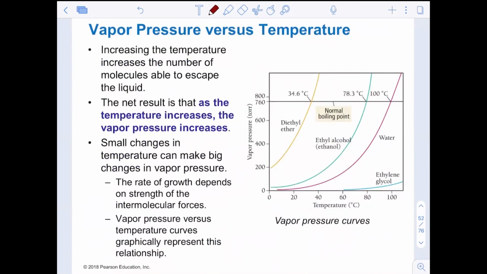Now, vapor pressure versus temperature charts are really important to be able to look at. We will look at these charts a lot when we start dealing with our phase diagrams. Increasing the temperature typically increases the number of molecules that can escape the liquid. And so the net result is that as temperature increases, vapor pressure increases. Small changes in the temperature can make big changes in vapor pressure depending on what molecule you're looking at.